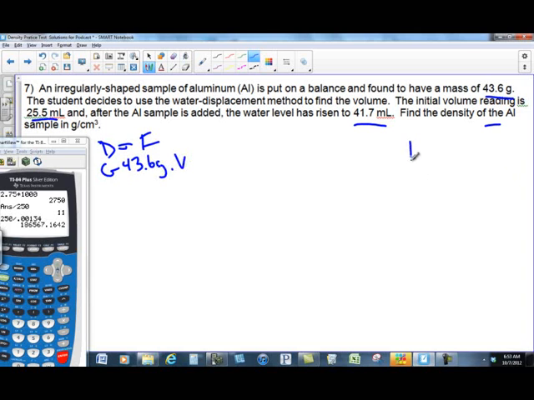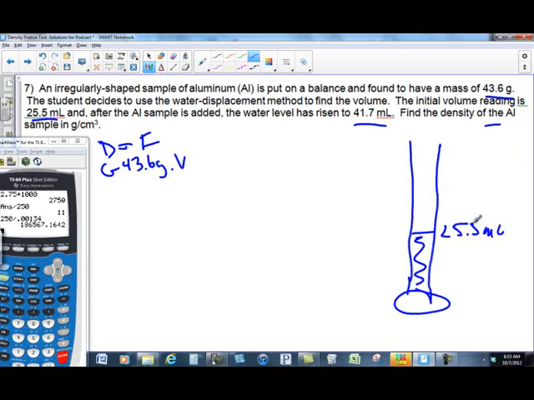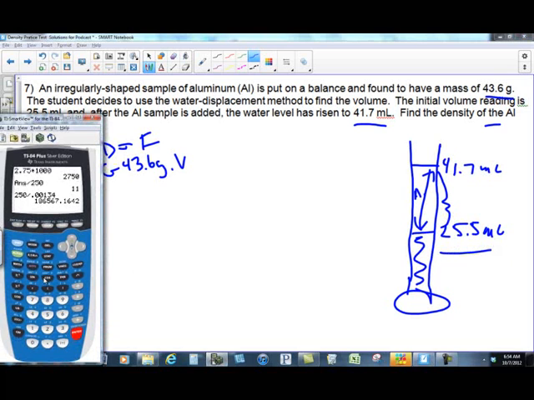So what it says is the initial volume of water is 25.5 milliliters. I put my sample in and it goes up to 41.7 milliliters. This difference is the volume associated with the aluminum, and I'm trying to find this difference. Okay, so I'm just going to subtract the two.